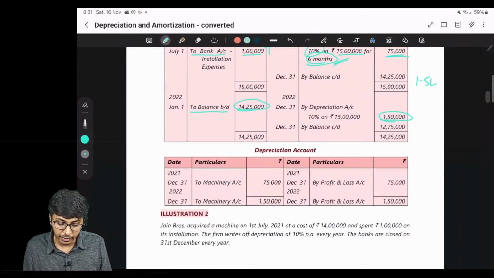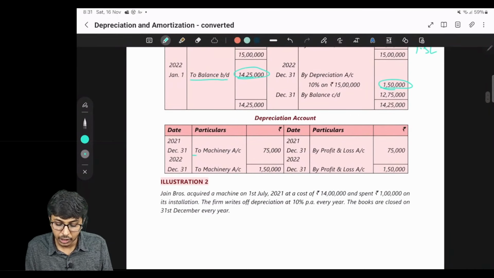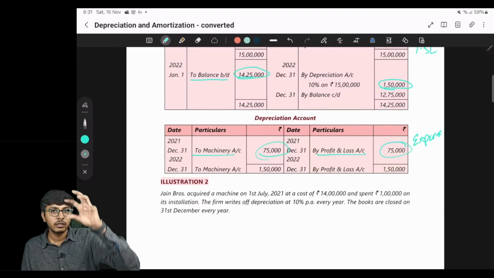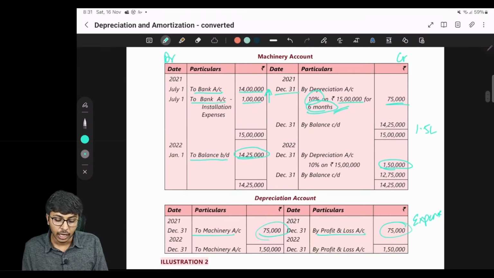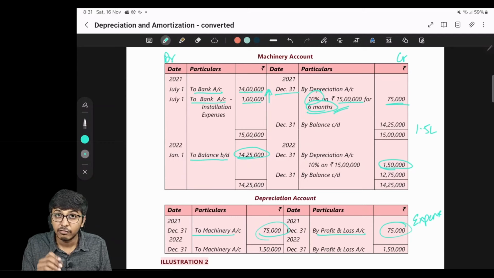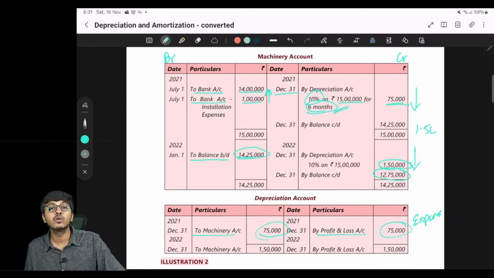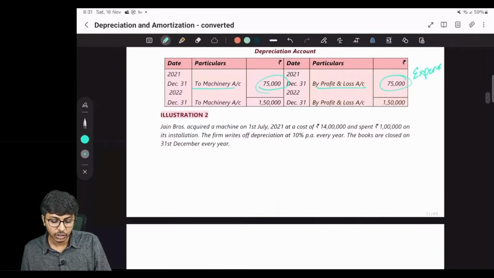Okay, clear. Now if you see the depreciation amount to machinery 75,000, where will this depreciation be transferred? It will be transferred to the P&L account, by profit and loss, 75,000. Why P&L? I told you it is an expense, reducing the value of the asset. If you see here, the asset is increasing to 15 lakhs, but every year we will keep reducing the value. So after 2 years, the asset value is 12 lakh 75. How did we reduce? We reduced by depreciating it. Okay, quickly, so this was your SLM method.